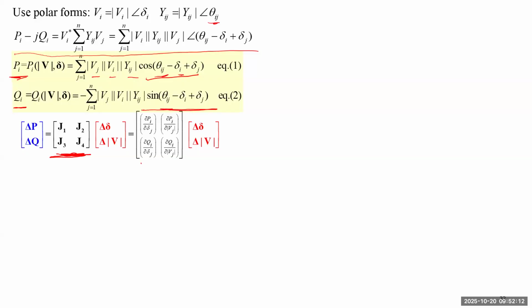The Jacobian will have this form. It will have 4 types of elements, 4 combinations. We have 2 equations about P and Q, respectively. We have 2 types of variables, V and delta. By V, I mean the absolute V. So the Jacobian will have 4 types of elements: partial P, partial delta; partial P, partial V; partial Q, partial delta; and partial Q, partial V.